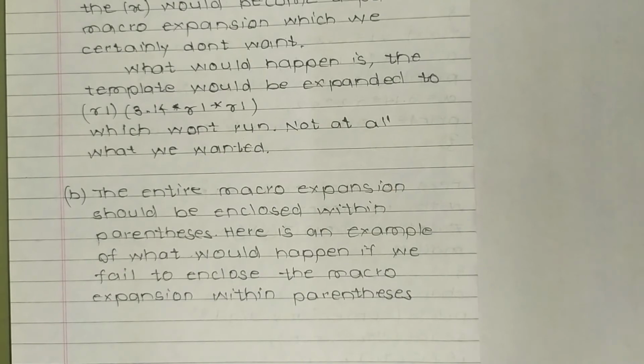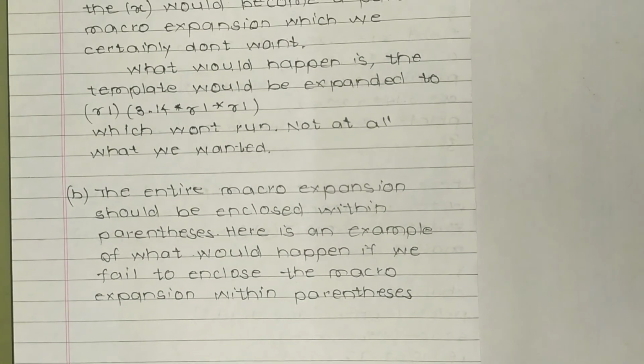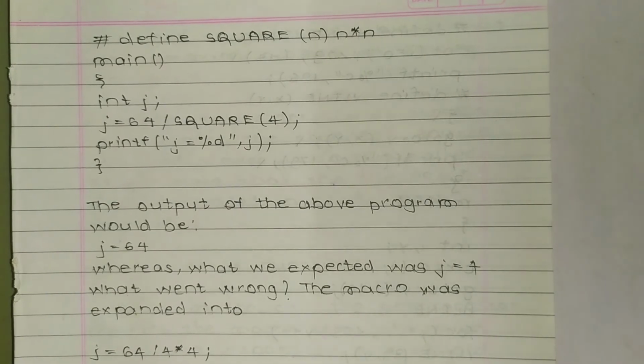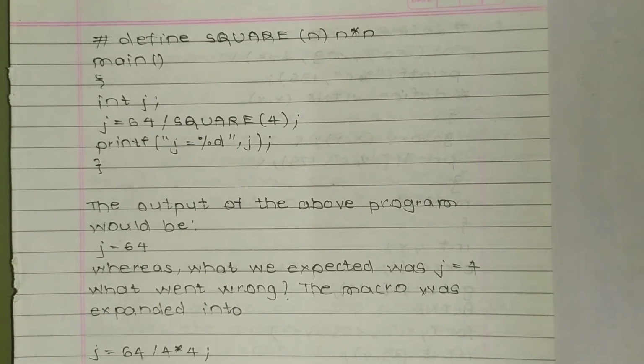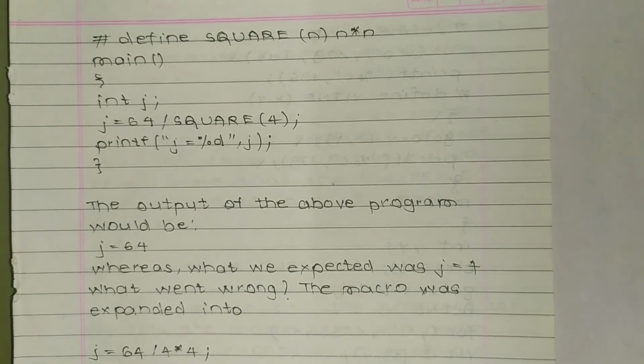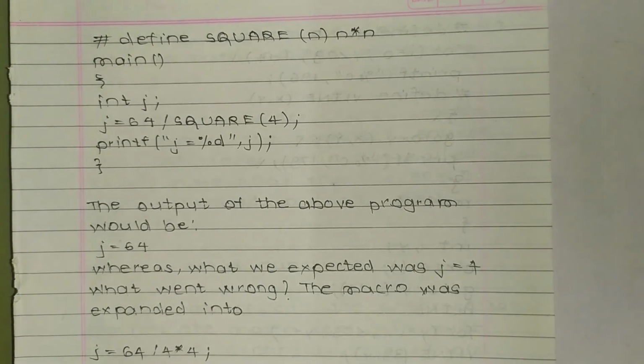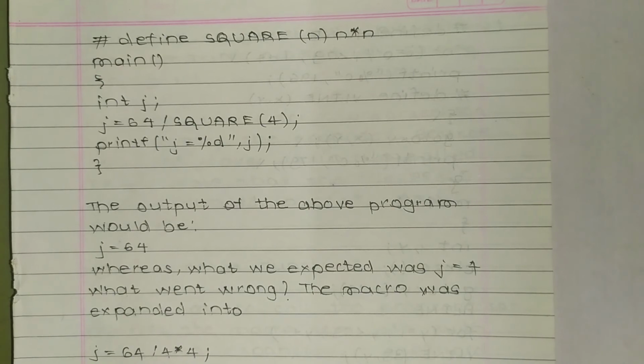The entire macro expansion should be enclosed within parentheses. Here is an example of what would happen if we fail to enclose the macro expansion within parentheses. So macro expansion should be enclosed within parentheses. If macro expansion is not included within parentheses, then what will happen?